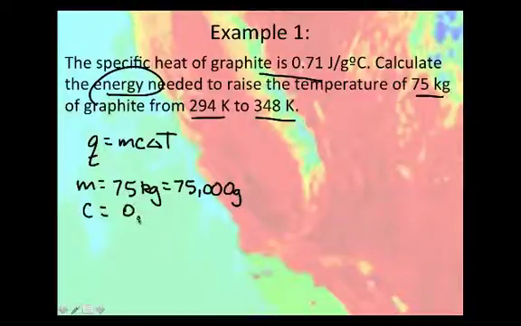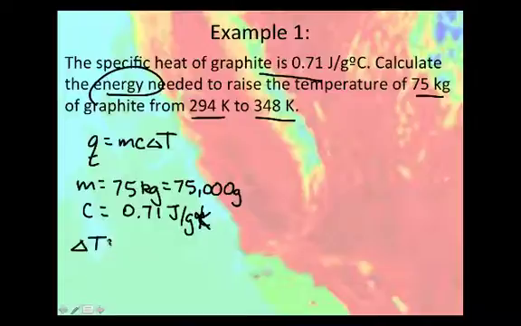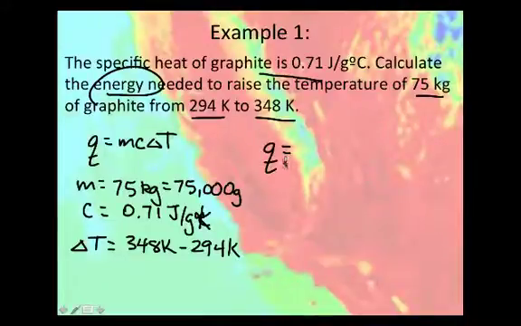And then C is our specific heat. For graphite it is 0.71 joules per gram degree Celsius. We'll call that gram degree kelvins. Same difference. And then the temperature change is going to be the final temperature, 348 kelvins, minus the initial temperature of 294 kelvins. Now I'm ready to calculate Q.